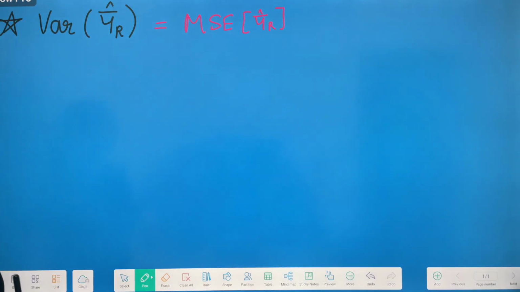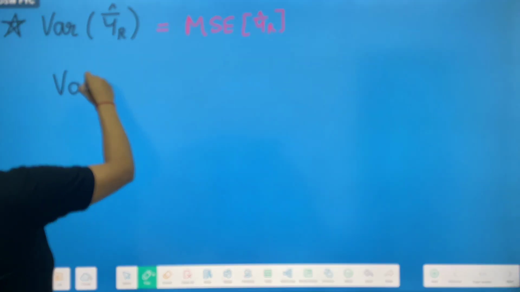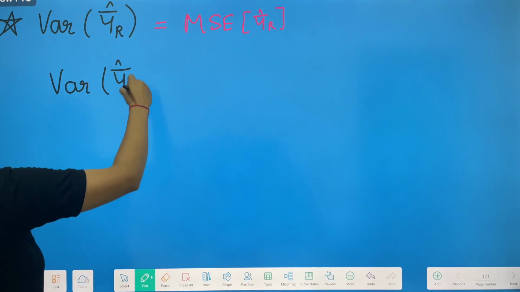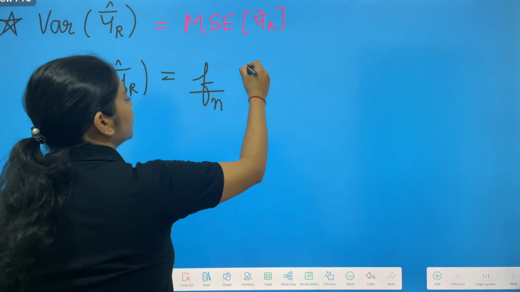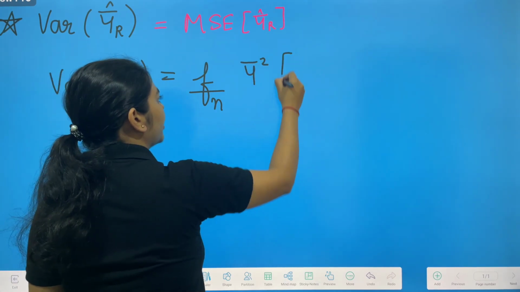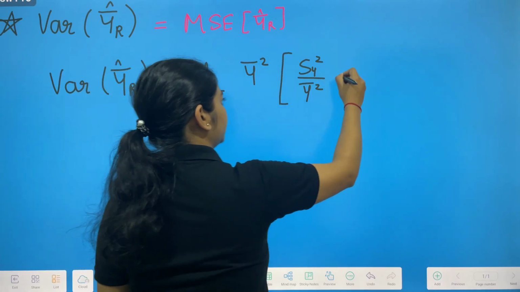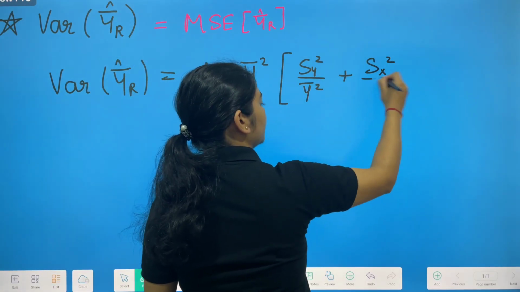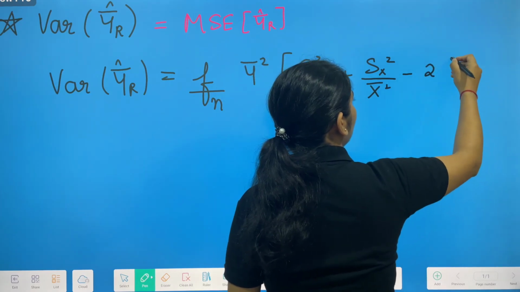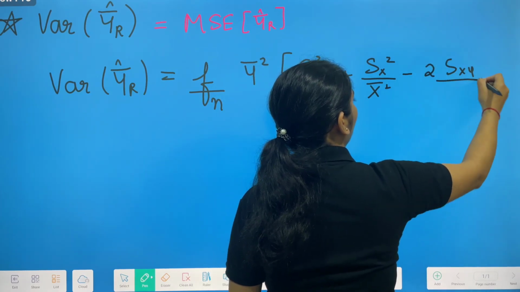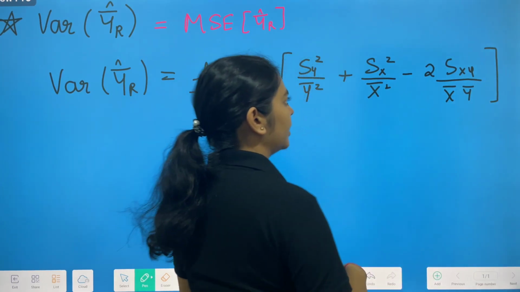Now, what was the formula that we did yesterday? The variance of the ratio estimator was f by n into y bar square bracket Sy square upon y bar square plus Sx square upon x bar square minus 2 Sxy upon x bar y bar. This was the formula that we did yesterday.